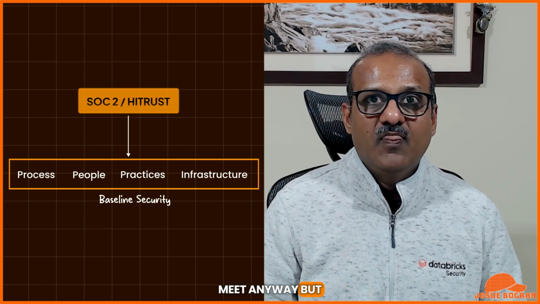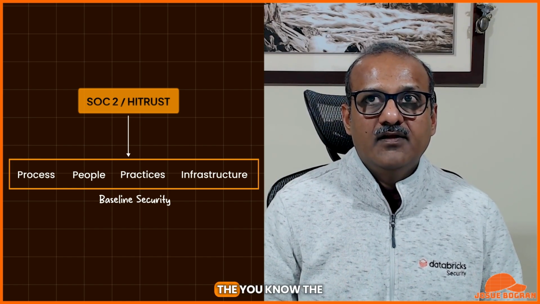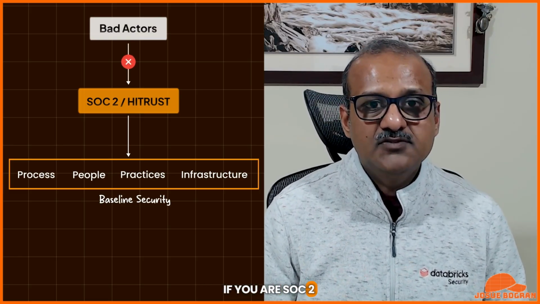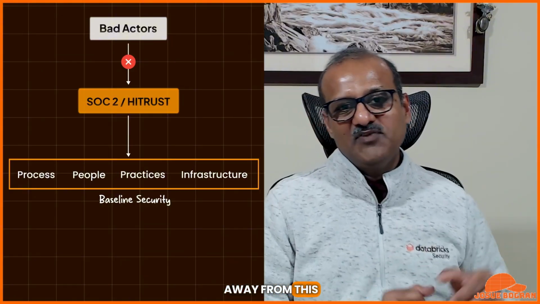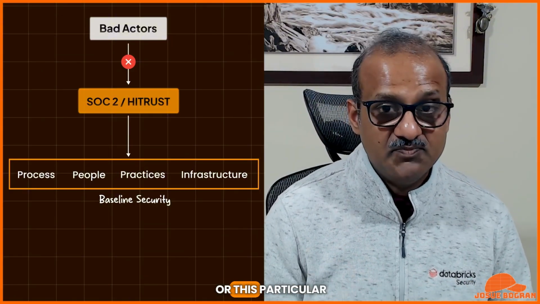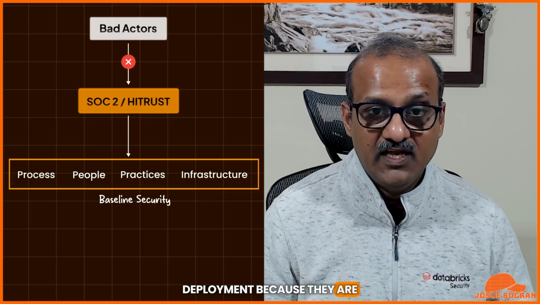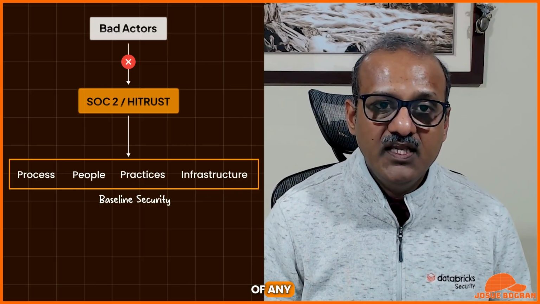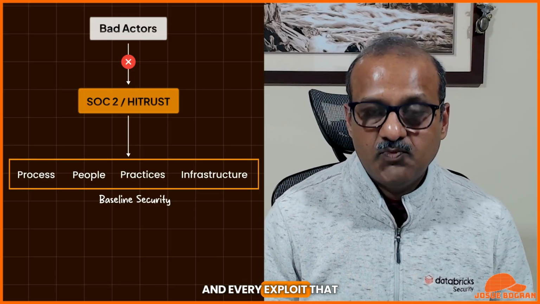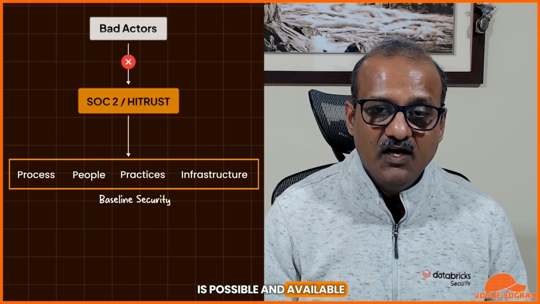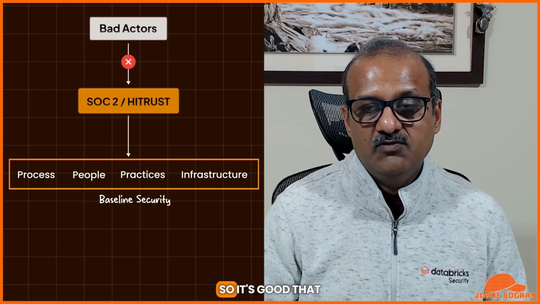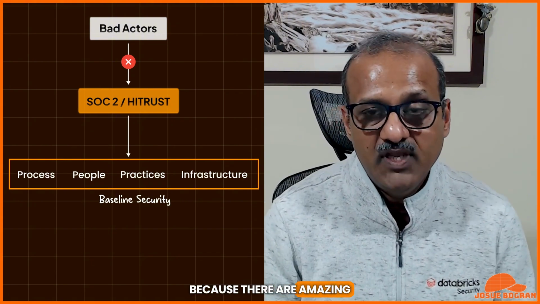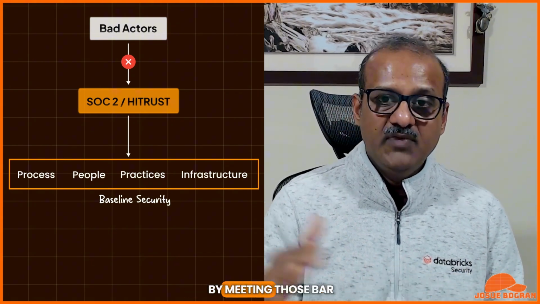But the bad actor doesn't care if you're SOC 2 or HIPAA. They don't say, hey, I'm going to walk away from this enterprise or this particular deployment because they are SOC 2 and HITRUST. They will take advantage of any and every exploit that is possible and available. So for them, they are indiscriminate. It's good that you have that baseline because there are amazing things that you accomplish by meeting those bars.